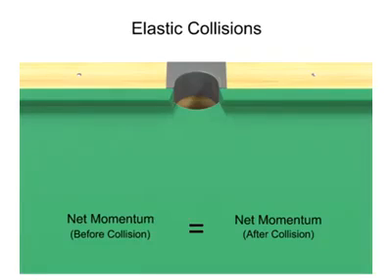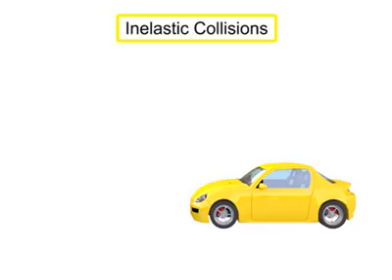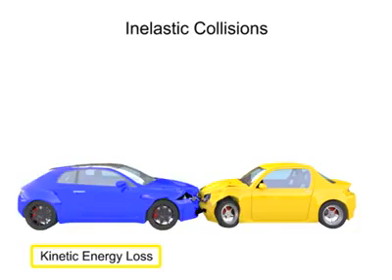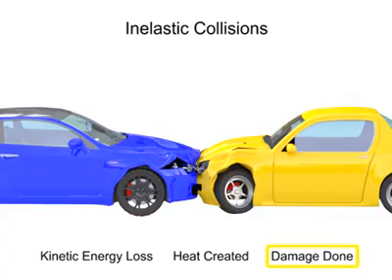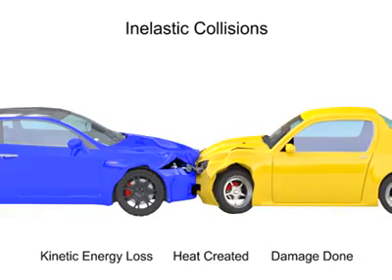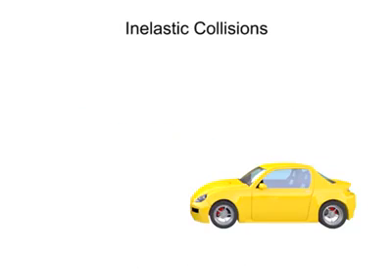The second type of collision is an inelastic collision. In an inelastic collision, momentum is still conserved, but kinetic energy is lost in the system, resulting in the creation of heat and damage done to the colliding bodies. Bodies that are involved in an inelastic collision end up entangled with each other or stuck together. A clear example of an inelastic collision is a car crash.